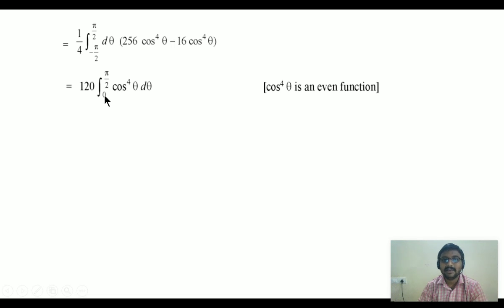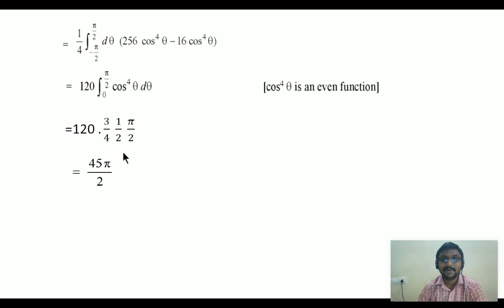Now we can evaluate 0 to pi by 2 cos power n theta d theta. What is n here? n is 4. So evaluating this, we will have n minus 1 by n into n minus 3 by n minus 2 and so on into 1 by 2 into pi by 2 whenever n is even. So using the formula and substituting here, that is 3 by 4, 1 by 2, pi by 2, and then simplifying, we will get the result as the constant, that is 45 pi by 2. It is the required result.